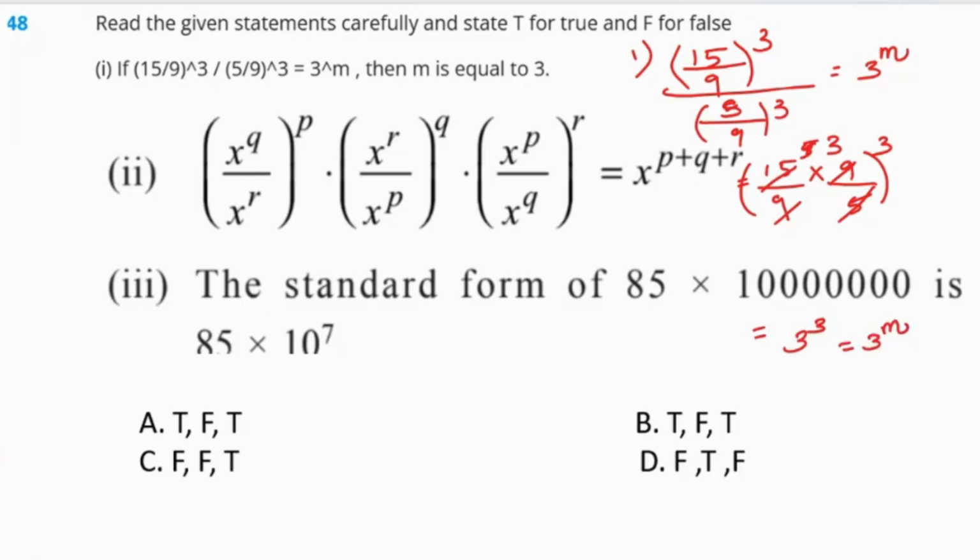3 raised to 3 is equal to 3 raised to m. So we can say that m is equal to 3. Here see, the value of m is 3. 3 cube is equal to 3 raised to m means what? m is 3 only. Okay, 3 cube is 27. So m is here 3 only. So our first statement is true. Okay, so let's check for the next statement.